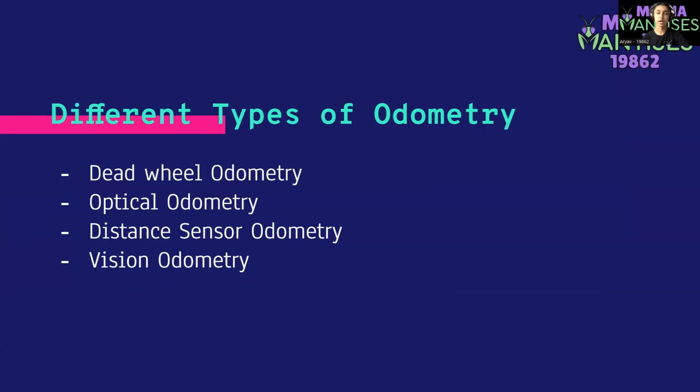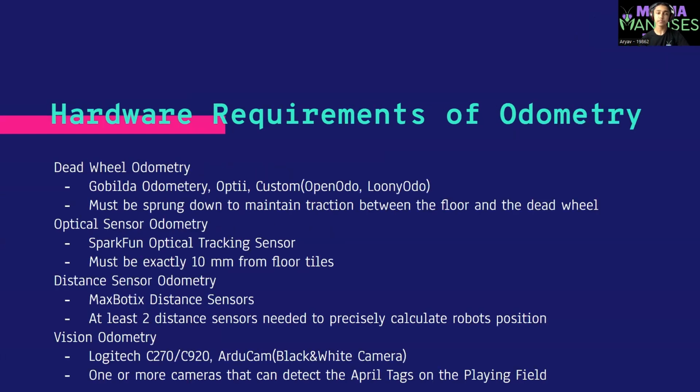There are many different types of odometry that can be used depending on the game field. The first and most common type of odometry is dead wheel odometry, which uses 2 to 3 dead wheels to track the robot's position. Another more compact solution is optical odometry sensor, which uses a laser to track the robot's position, just like a computer mouse. Next is distance sensor odometry, which uses distance sensors that can calculate the robot's position based on how far away it is from the field walls. Lastly is vision odometry, which uses a camera to detect the April tags around the field to find the robot's position.